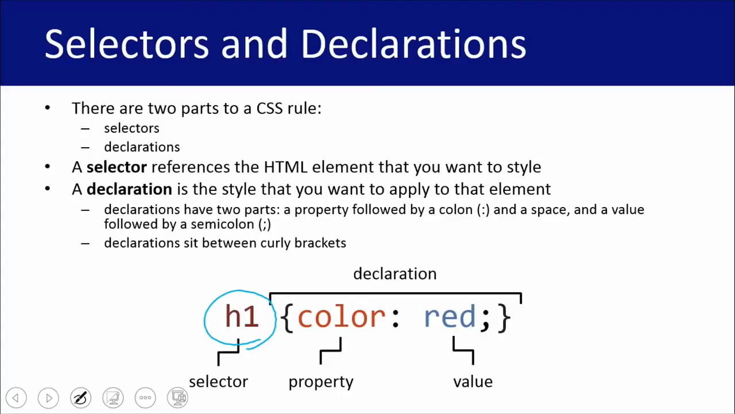is going to reference a specific HTML element or a group of elements. A declaration, which is the whole thing here, right? We had just talked about that with inline styling. A declaration has two parts. It's got a property, which is followed by a colon, and then it's got a space and then a value followed by a semicolon. So here we have the color property is going to be set with a value of red, and that makes our header turn red.